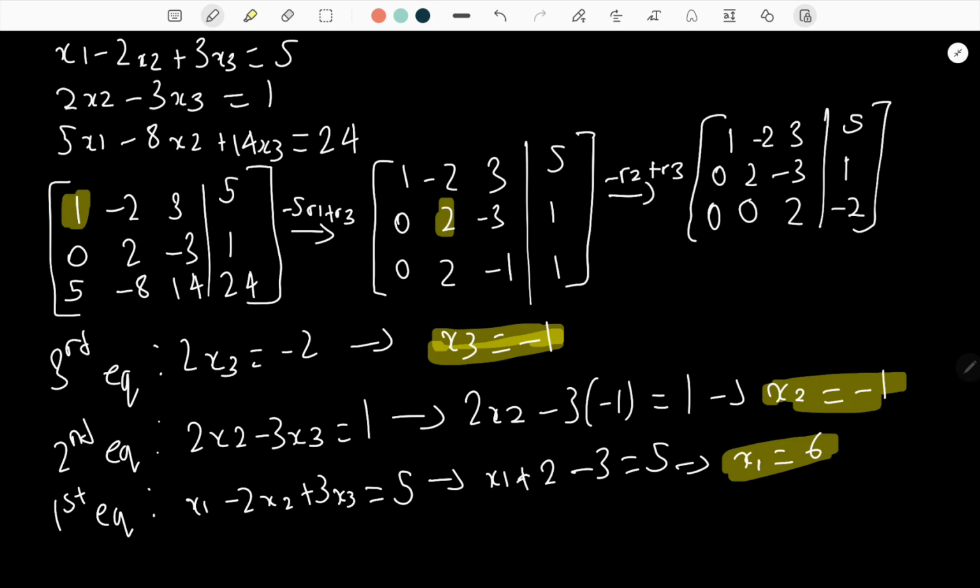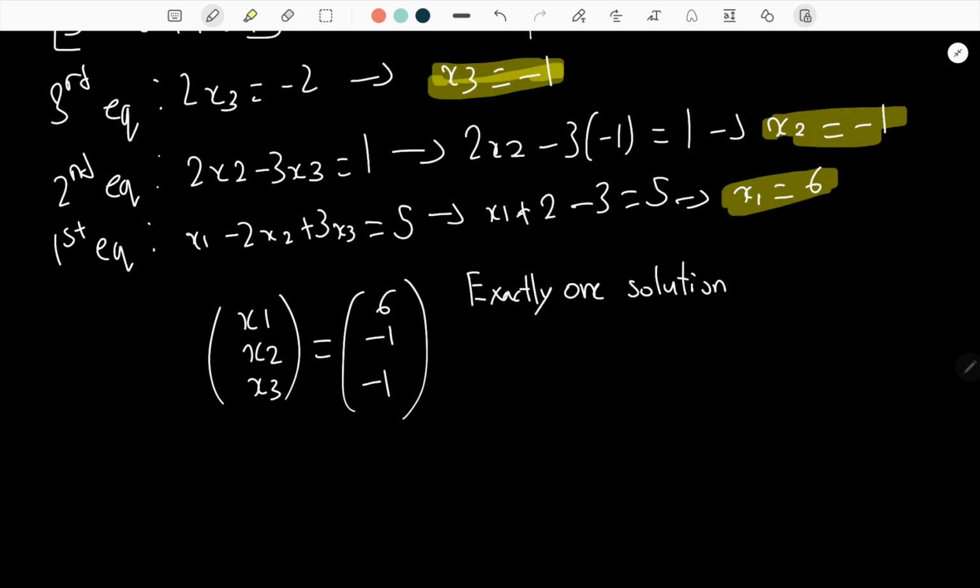Now if we did Rref from this step, we would have been left with only one element in each row. That basically means with Rref, you will just get the solution directly. So you don't have this step, which is doing this. So it's very similar actually. This is the way to write it in the matrix method. So x1, x2, x3 is equal to 6, -1, -1. And this is exactly one solution.